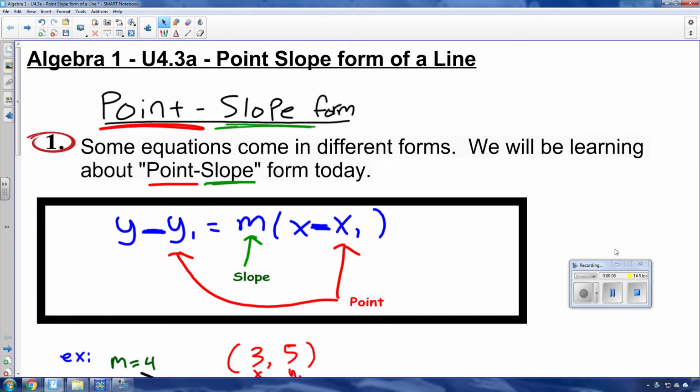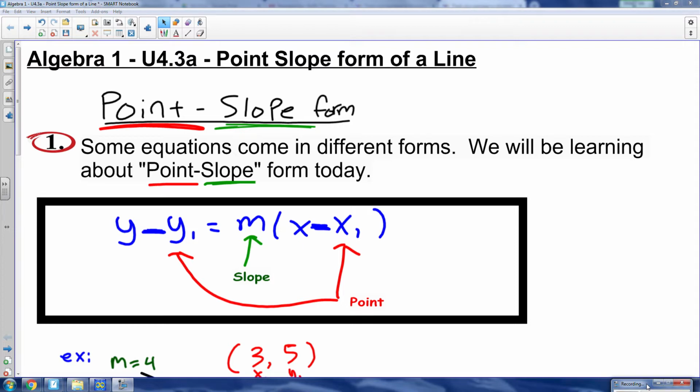Okay, so this video is on point-slope form. As you can see, some equations come in different forms, and today we'll be learning about point-slope form. Think about the things you're going to need for point-slope form. It's pretty straightforward. You're going to need a point and a slope, right?